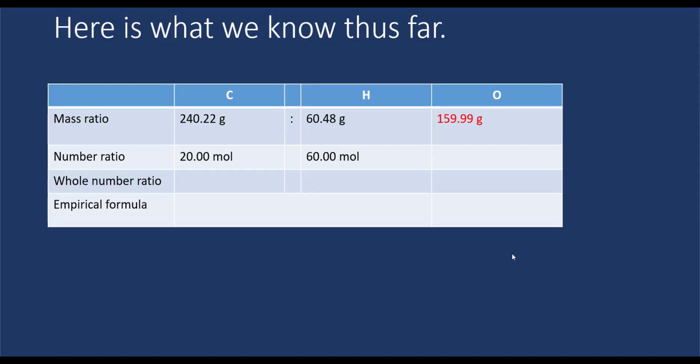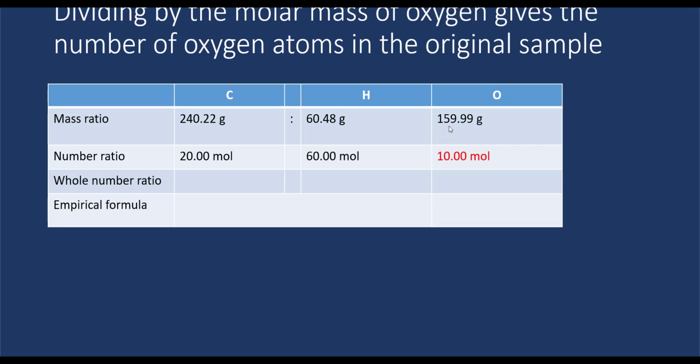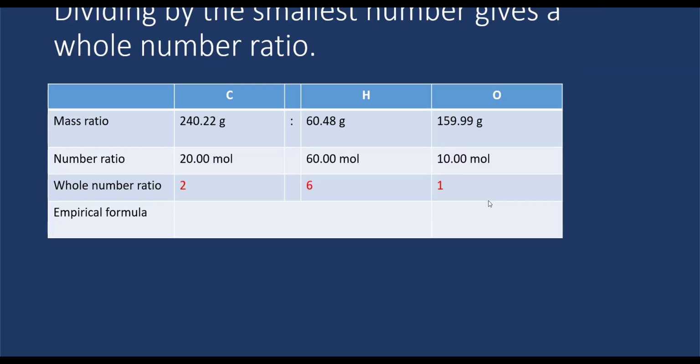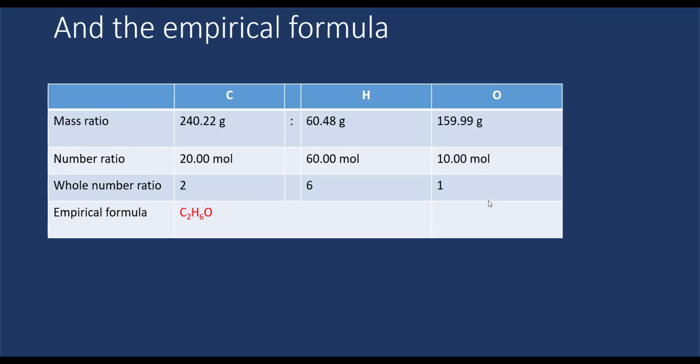If I put that on the table, I'm essentially done. I've got the mass of oxygen. I know to divide this by its molar mass to get the number of moles. That is, divide this by 15.999. I have a ratio 2 to 6 to 1, it looks like. Divide it all by the smallest number to make that obvious, and I got the empirical formula. It's C2H6O for this sample.